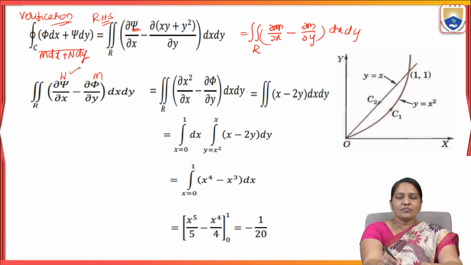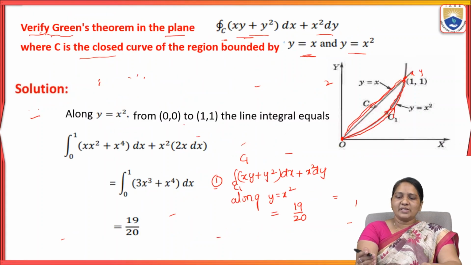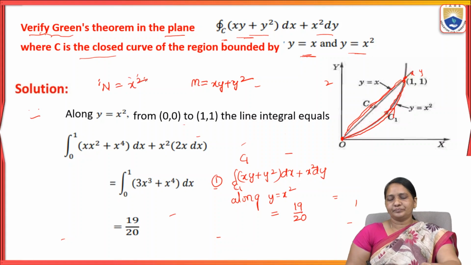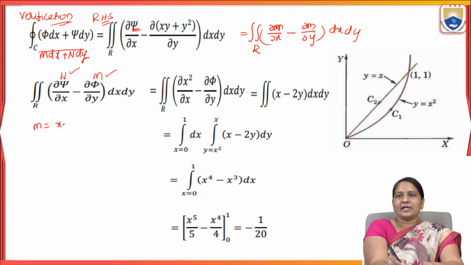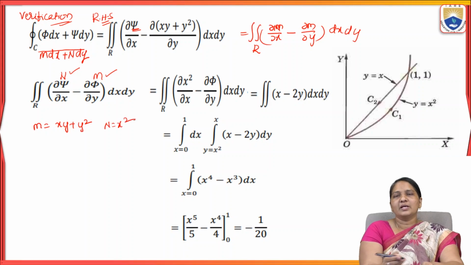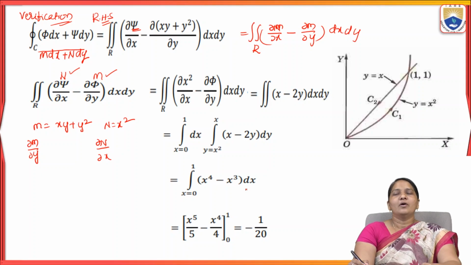So now we are going to see what the M and N values are. M equals xy plus y square, and N equals x square. These are the values. So we should know dou M by dou y and dou N by dou x. If you know these two values, we can integrate to get the final value.